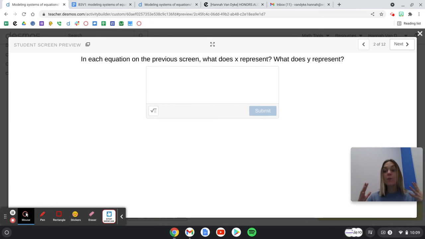So we have to think, how many of what in this situation? What is the thing that changes? What is the thing that as it goes on, it increases the cost that you're paying for the gym membership?